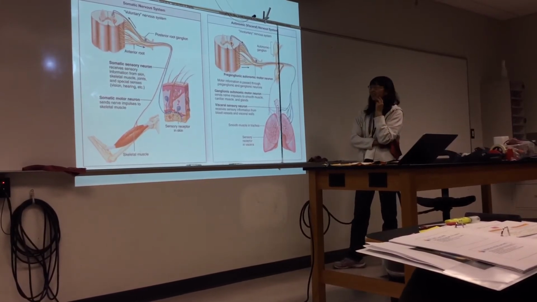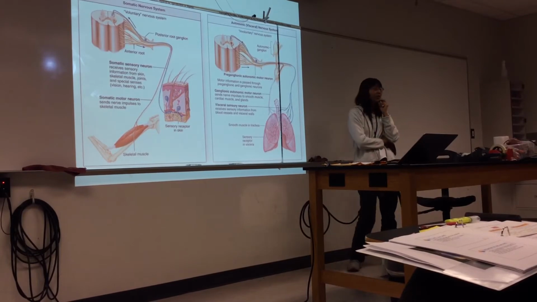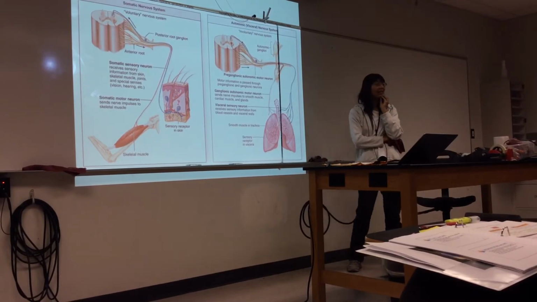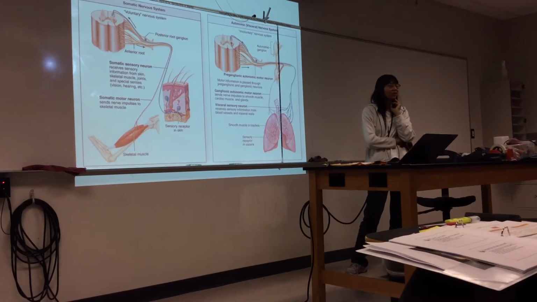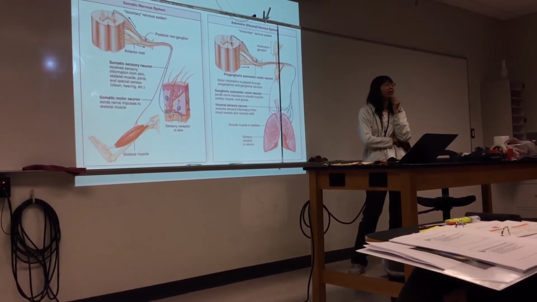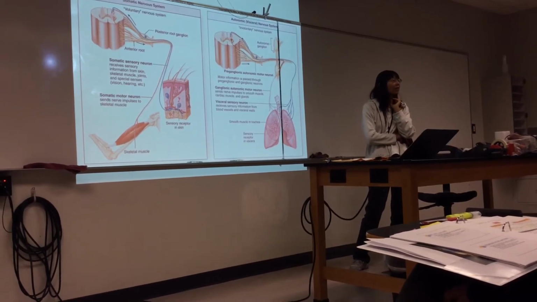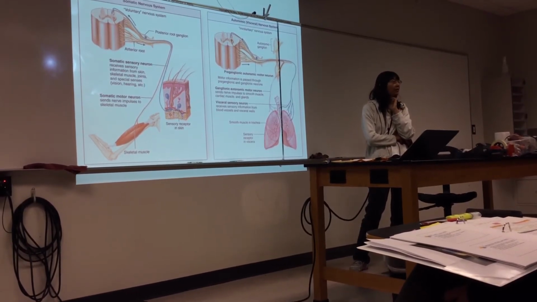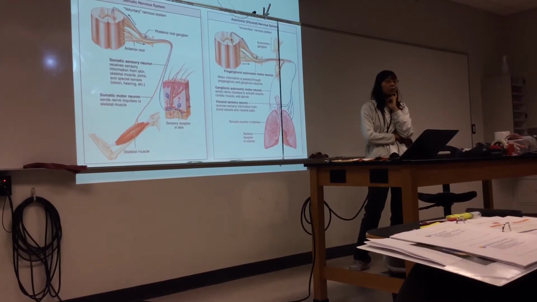The ganglion. So what's a ganglion again? Where is the cell body? Outside the spinal cord or brain. Agree? So the cell bodies of these neurons, what kind of neurons are they? Are they motor or sensory? One for motor, two for sensory. Show me, is it motor or sensory?